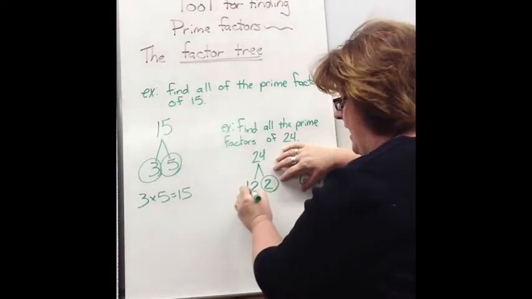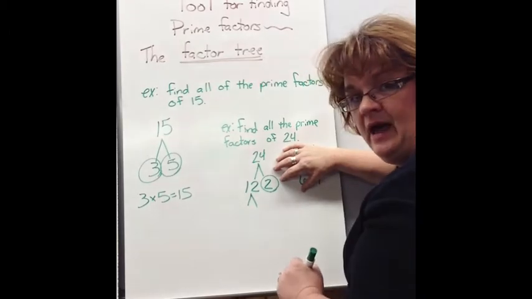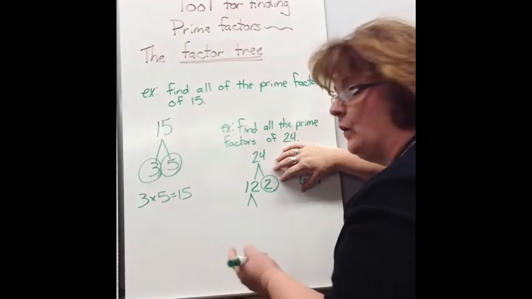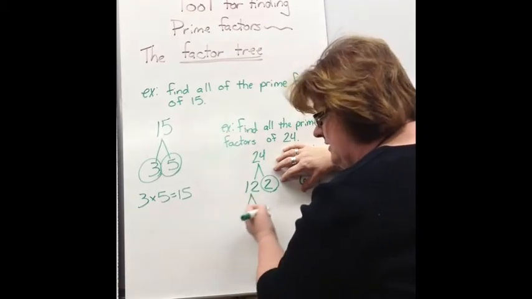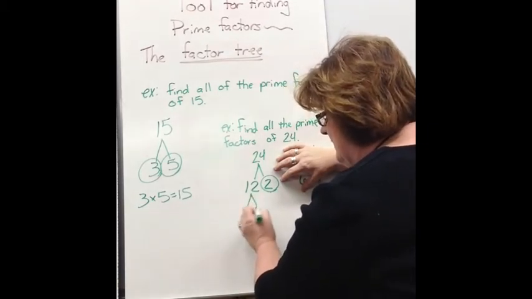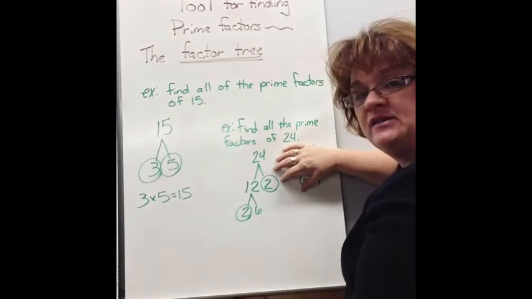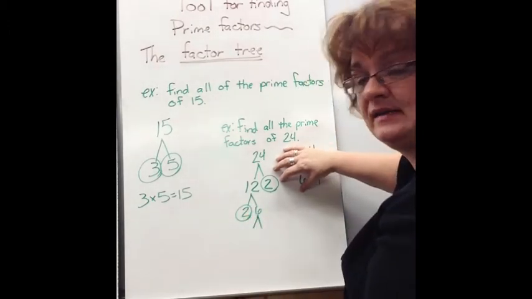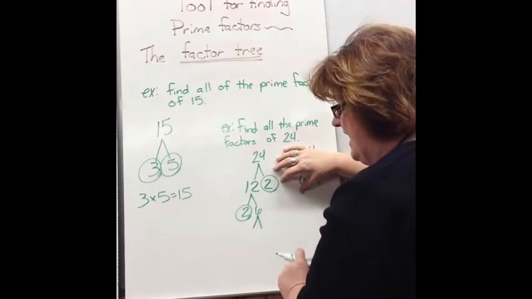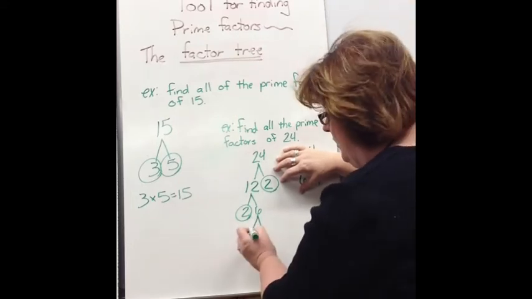This one is not prime, so I have to keep going. Okay, how else can I break down 12? Well, I know I can break it in half again. I can go 2 and 6. 2 being a prime number, so I circle it. But 6 is not a prime number. There's more than one way to get 6. So I need to decide what I can do to break that down.